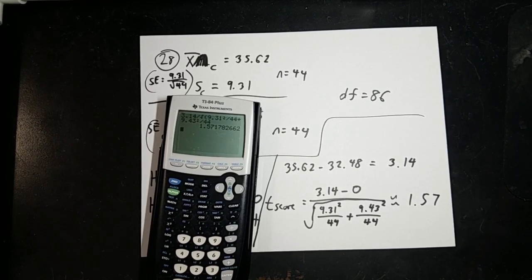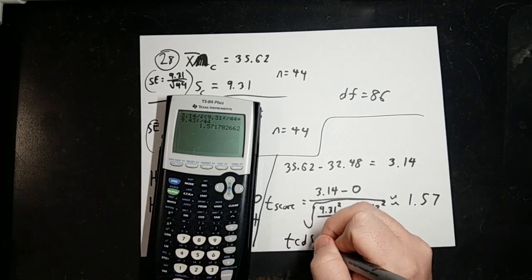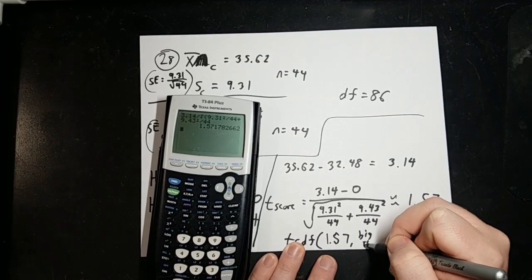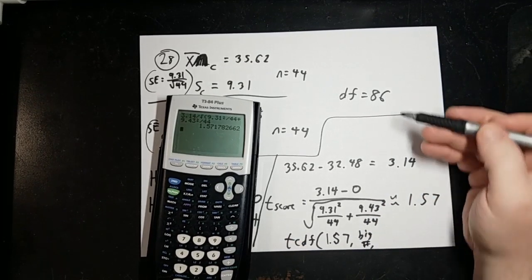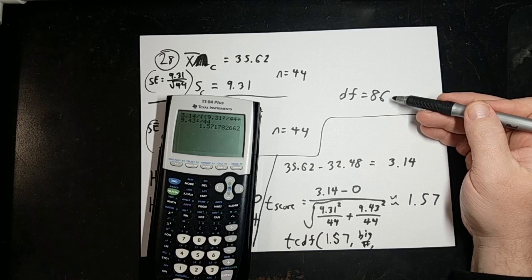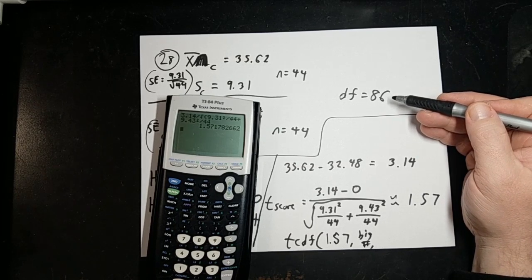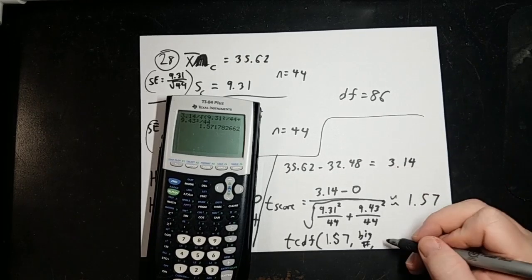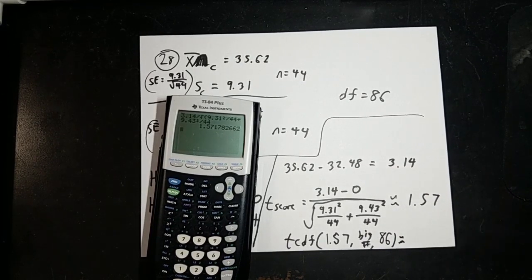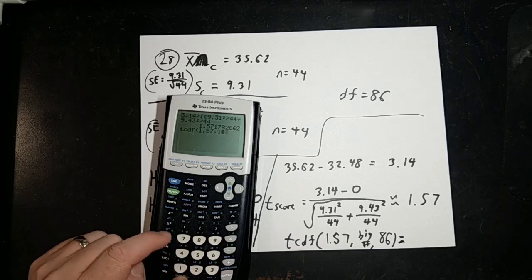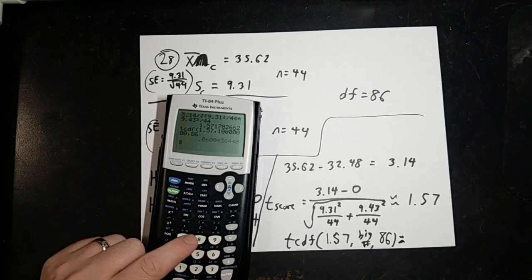So, if you were going to do tcdf, it would be 1.57, comma, big number, comma, degrees of freedom. The combined degrees of freedom. Unfortunately, to do this one by hand, the combined degrees of freedom is much too complicated for a high school AP stat class. The formula's in the book, but even the book's like, just use something else to get it. 86 degrees of freedom. If you were going to do that, tcdf, 1.57, comma, big number, comma, 86.